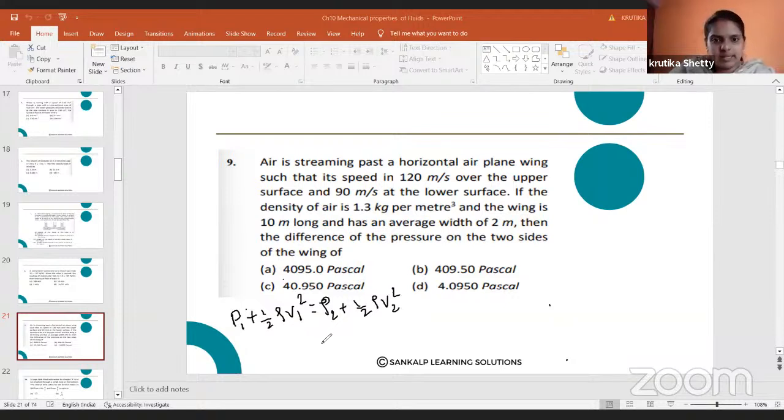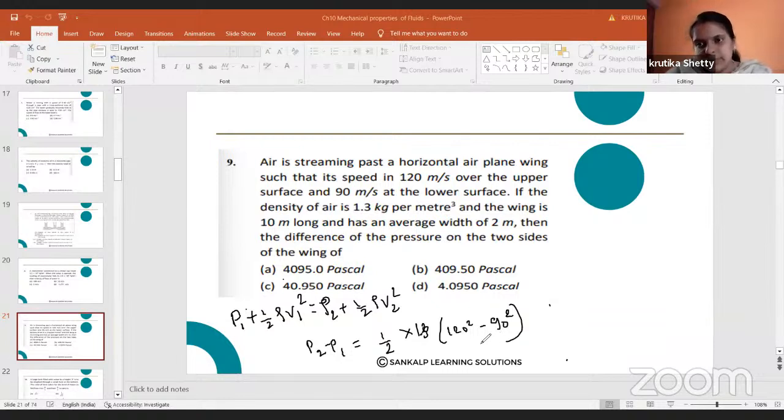So what we require is the difference in the pressure, that is nothing but P2 minus P1. Substitute the values here. P2 minus P1 is equal to 1 by 2 into the density, which is given as 1.3, into bracket V1 and V2. V1 and V2 are 120 and 90. Therefore, it is 120 square minus 90 square. So simplify this, and you will get the difference in the pressure.